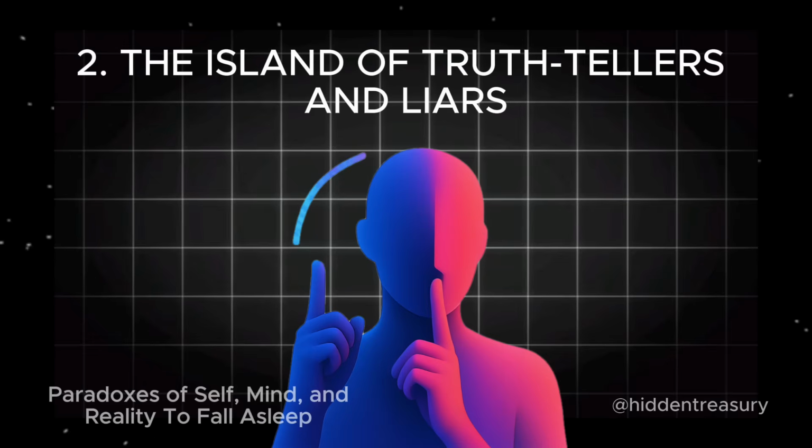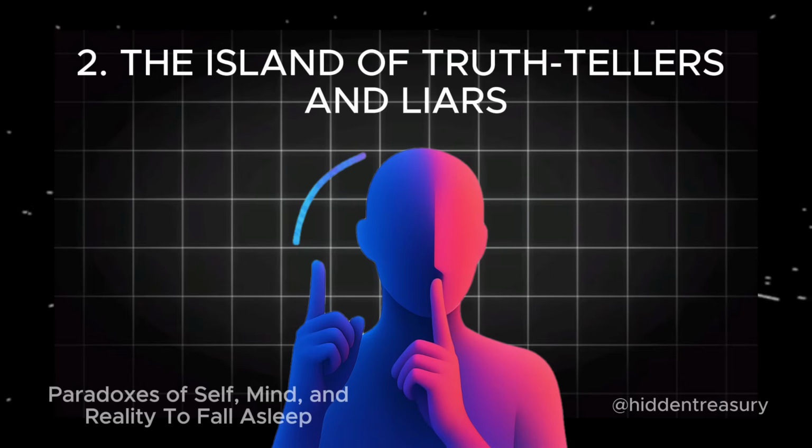Imagine you are stranded on an island where every inhabitant belongs to one of two groups: truth tellers or liars. The truth tellers always tell the truth, while the liars always lie. On this island, you have a single task: figure out who belongs to which group. At first glance, this seems like it might be simple. Surely, you can just ask someone a question and deduce whether they are truthful or not.